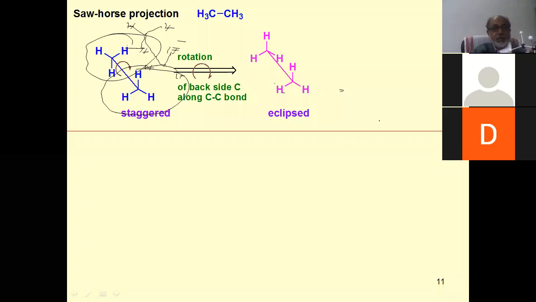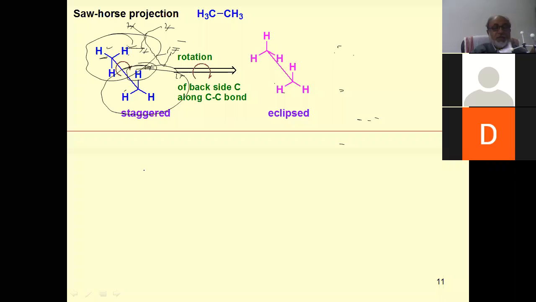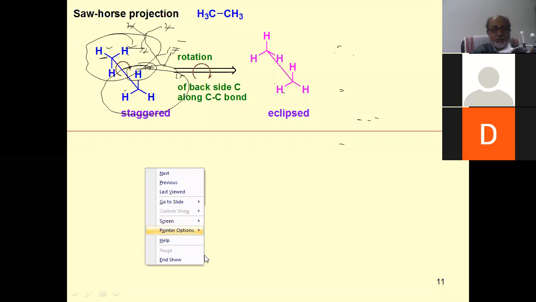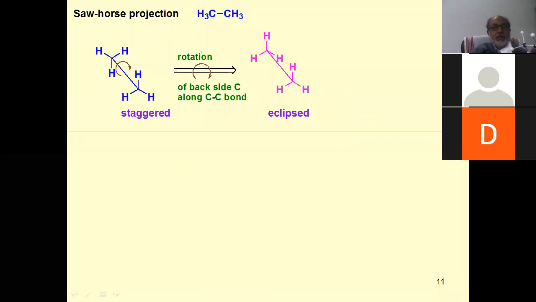Just see here. This CH, in the projection, is between these 2. This hydrogen is coming between these 2. And this one is coming between these 2. So this is what is called a staggered conformation actually. These are terms we use, this conformation. Now what happens, I can rotate this.